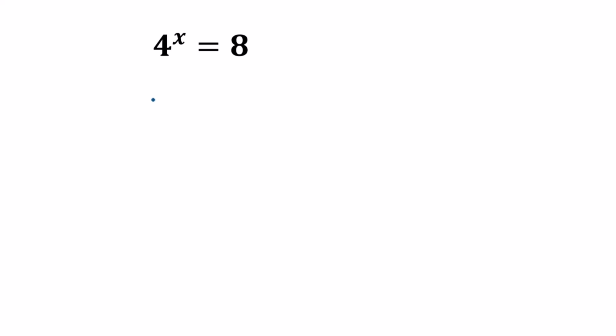Hello everyone. In this video, I am going to show how to find the value of x where 4 to the power x is equal to 8. We can write this 4 as 2 squared. This is 4, and the whole thing to the power x is equal to the right side, which is 8.